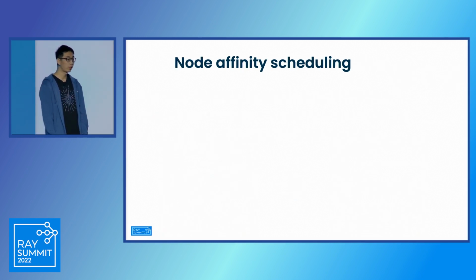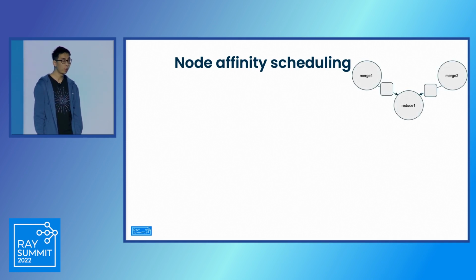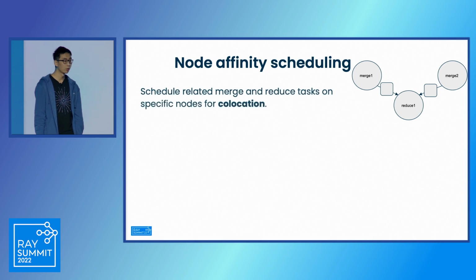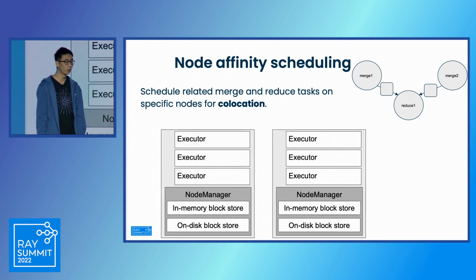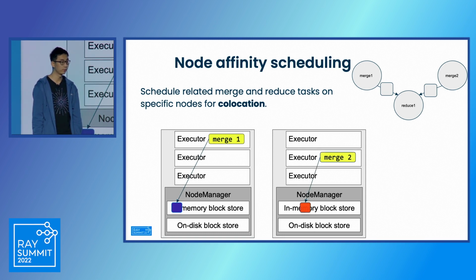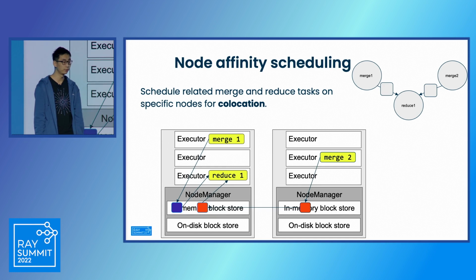The last scheduling strategy I want to talk about here is node affinity scheduling. Here we want to schedule 2 merge tasks and 1 reduce task. The goal is to collocate the merge tasks and the reduce task so that the reduce task can get the output of its upstream merge tasks without data movement. If we don't have node affinity scheduling, then the 2 merge tasks may run on 2 different nodes. Then no matter where the reduce task runs, some data movement must happen.